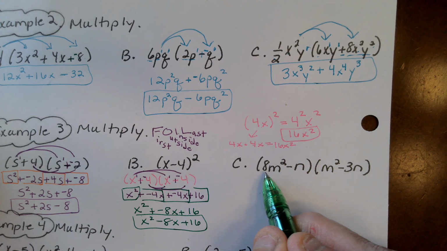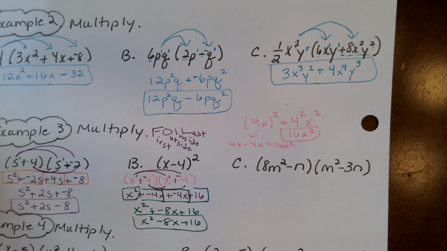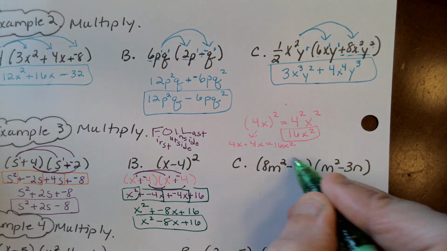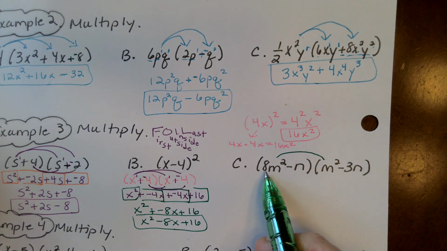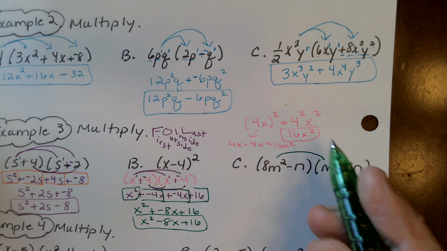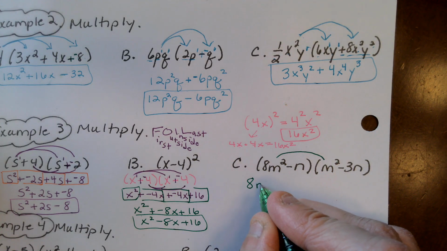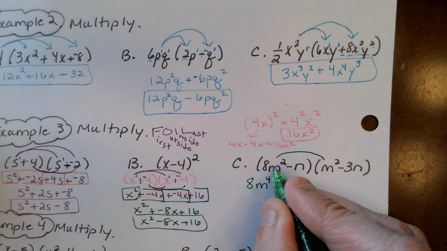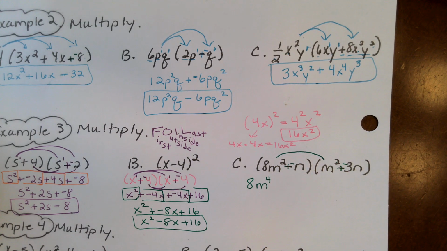Next. Oh, it's another one like this. FOIL. Because this is a monomial, monomial, monomial, monomial. So feel free to stop the video and just try it yourself first if you want, and then restart it. So FOIL, first term, 8m to the second times m to the second. So we have the 8, and then the m to the second times the m to the second. We add the exponents, it's 4. Keep, change, flip, keep, change, flip.